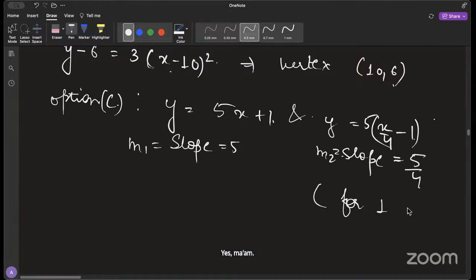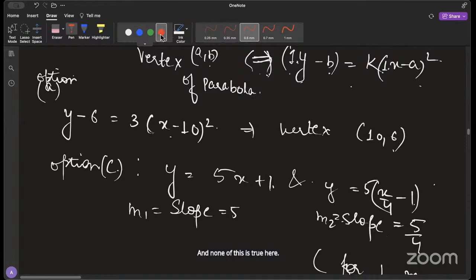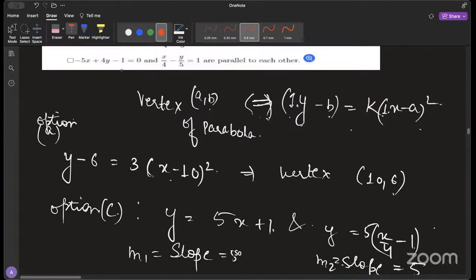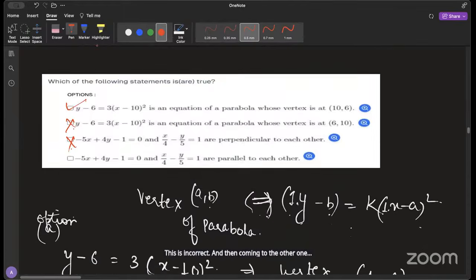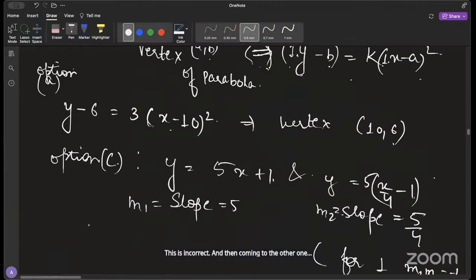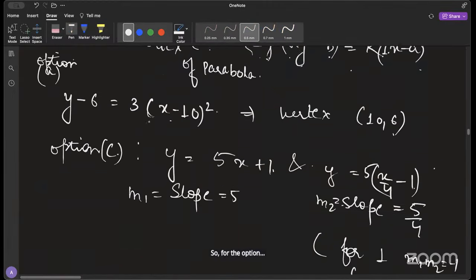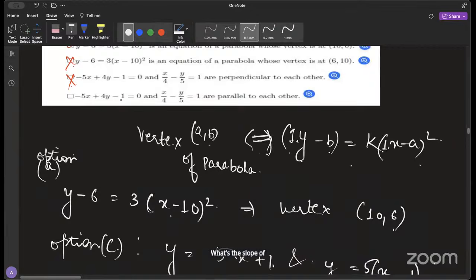For perpendicular, you need M1 times M2 equal to minus 1. And for parallel, you need M1 equals M2. And none of this is true here. So this is incorrect. And then coming to the other one. So for the option, what's the slope of this line? Doing it the same way, 5 by 4.